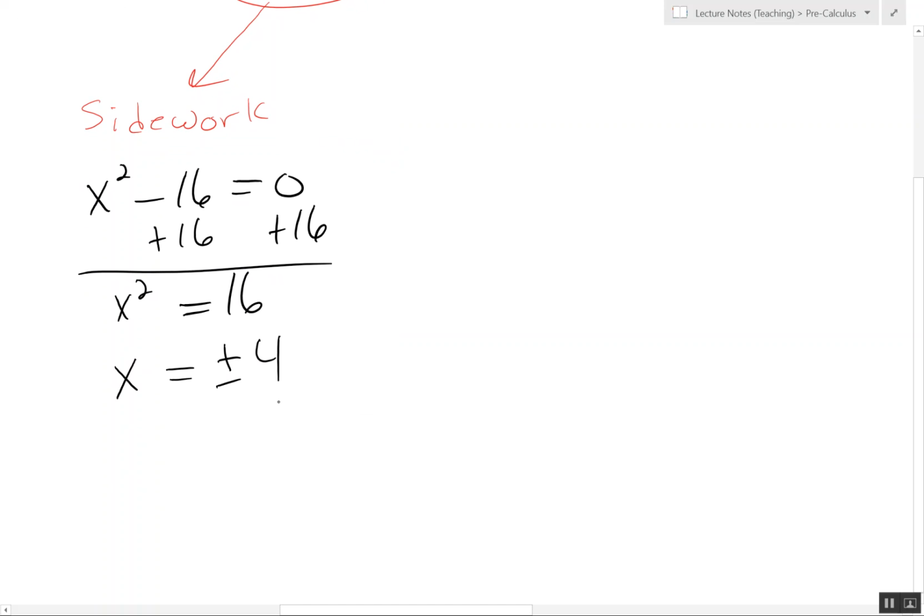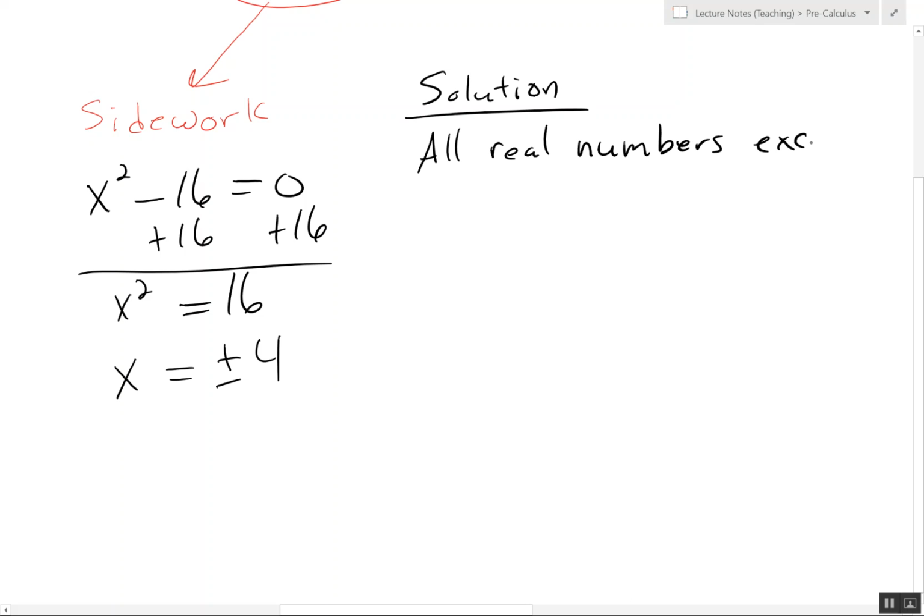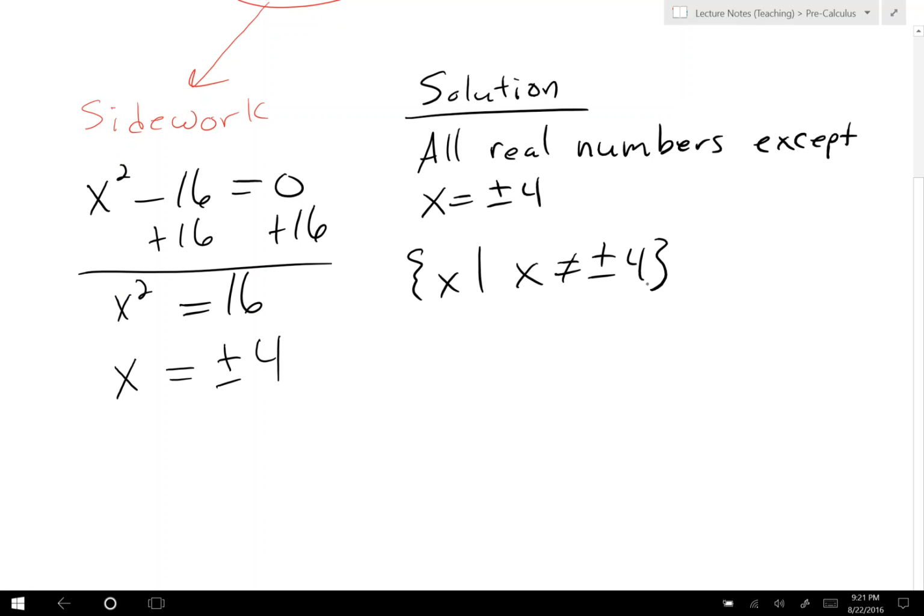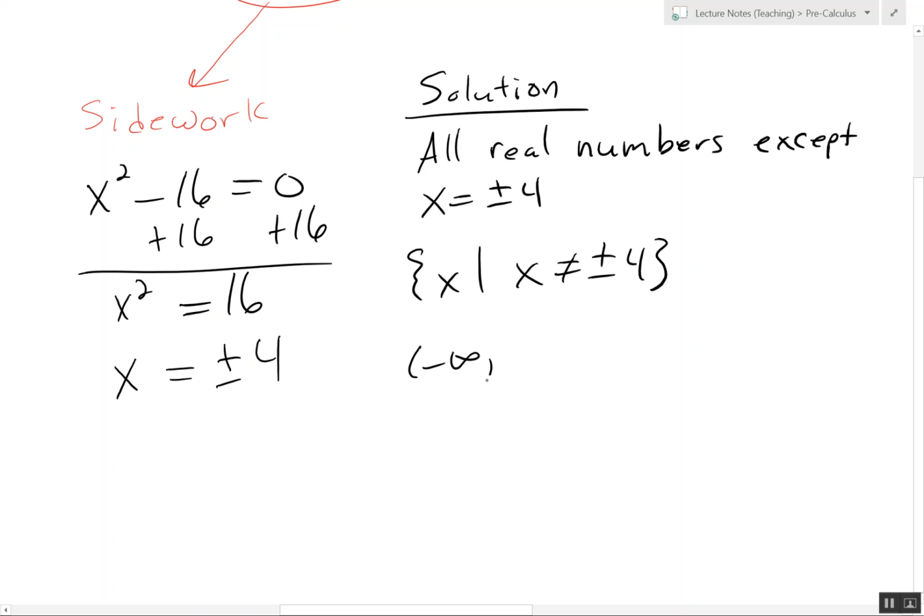And so for our solutions, there are again several different ways to do this. This is all real numbers except x equals plus or minus 4. That would be one way to write it. We can write the set of x such that x is not equal to plus or minus 4. Or we can also write it in interval notation as negative infinity to negative 4, union negative 4 to 4, union 4 to infinity.